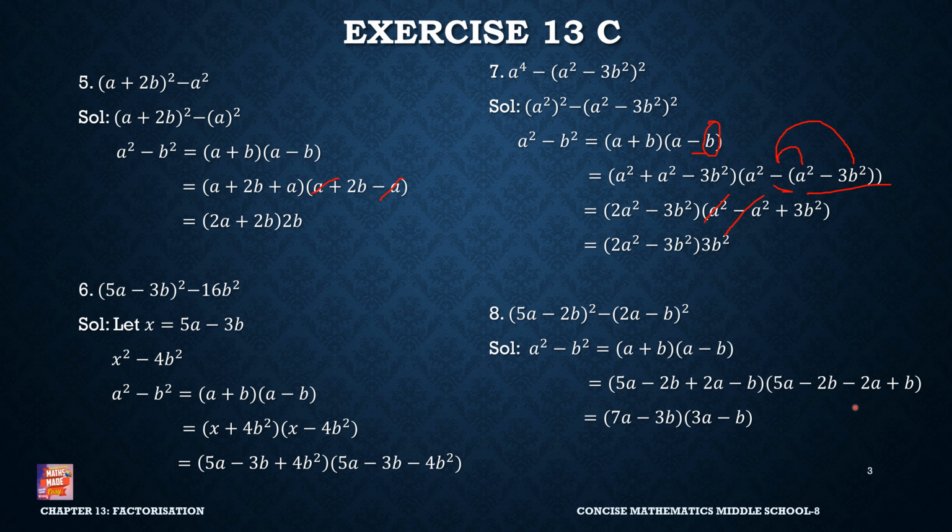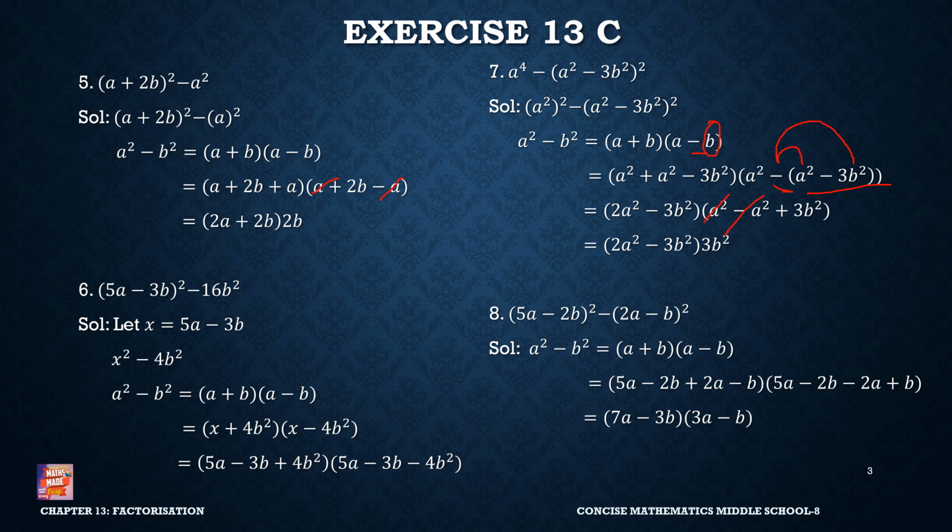Here 5a minus 2a. So put the bigger number sign and subtract it, because one is having positive sign, other is having negative sign. Here minus 2b plus b. So even here, one is minus, one is plus. So put the bigger number sign and subtract it. So it becomes minus b. So this is the answer.